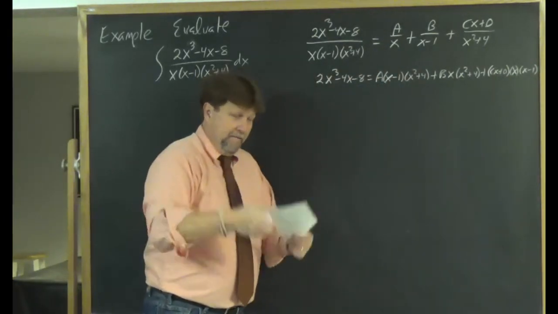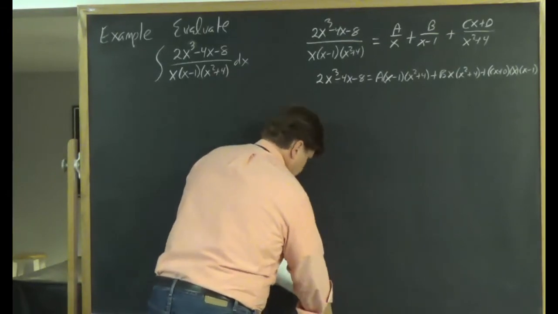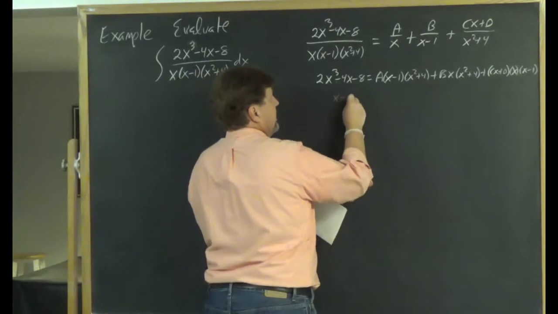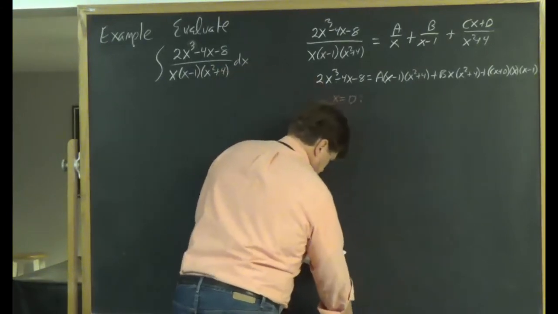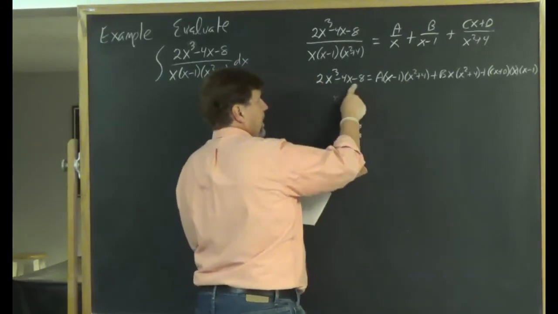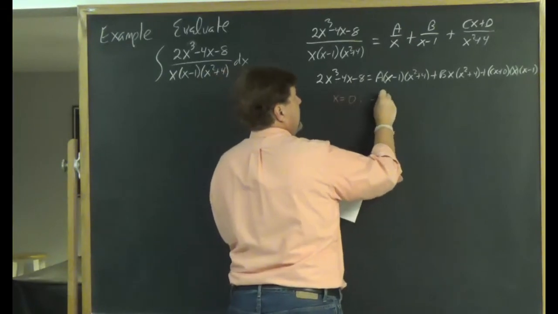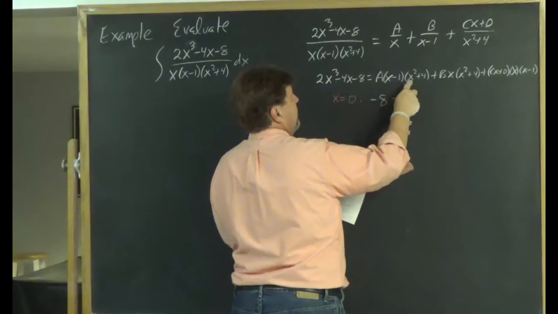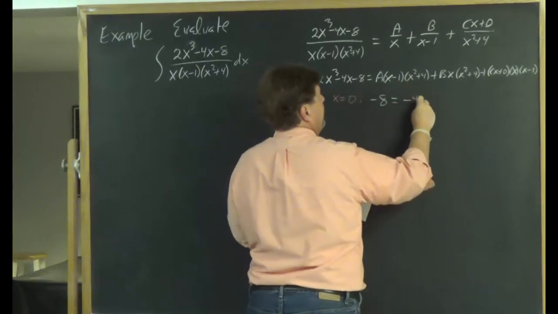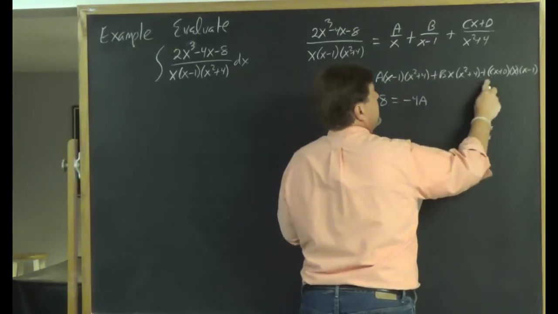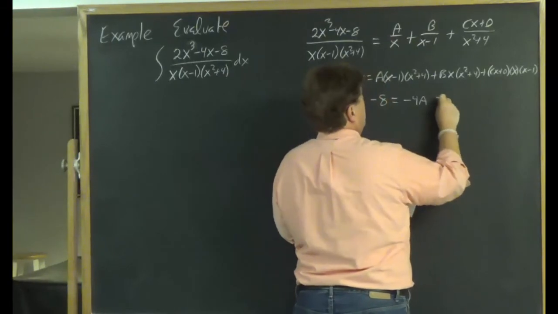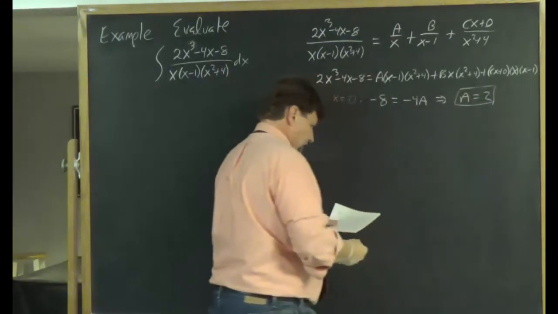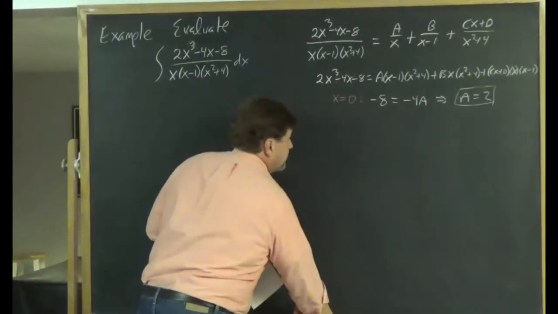Okay, find some convenient values. I think x equals 0 is a convenient value. So when we pick x equals 0, that will be a negative 8. See, that's a negative 1, that's 4, so we get a negative 4a. That's 0 and that's 0. Alright, so we have a is 2. So far so good, that's not too bad.